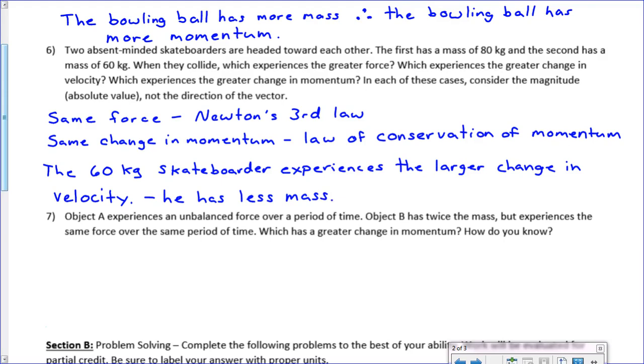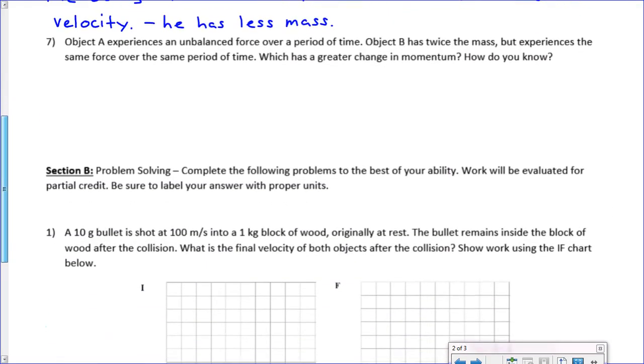Okay. Number 7. It says an object experiences an unbalanced force over a period of time. Object B has twice the mass but experiences the same force over the same period of time. Which one has a greater change in momentum, and how do you know? Well, we know here, I've talked about force and time, which should hopefully clue you into thinking about impulse.